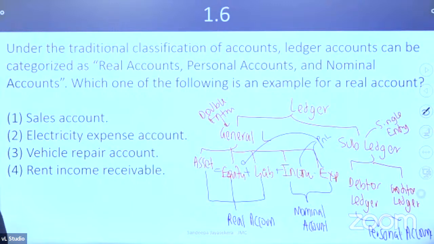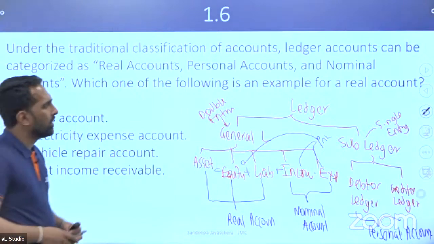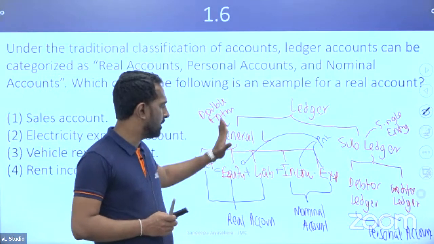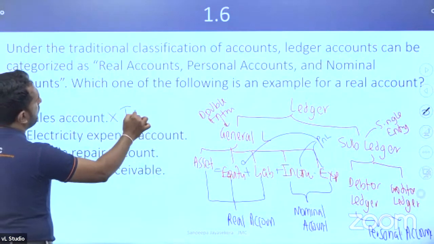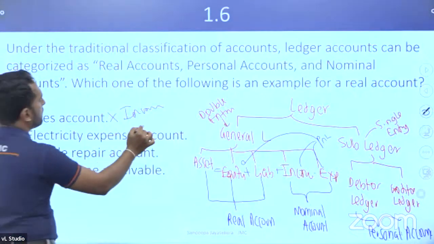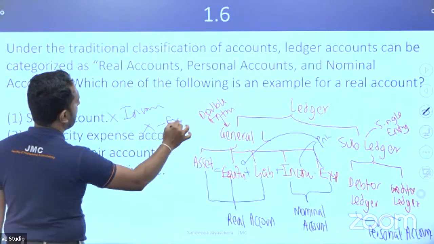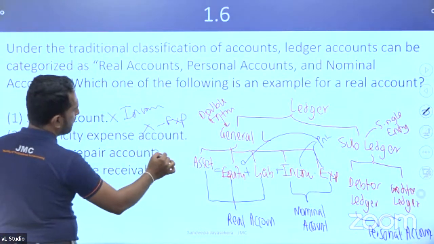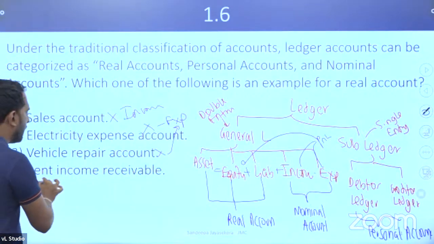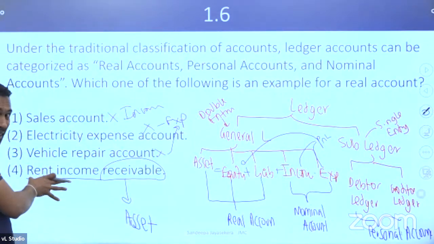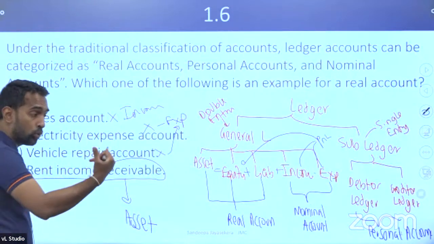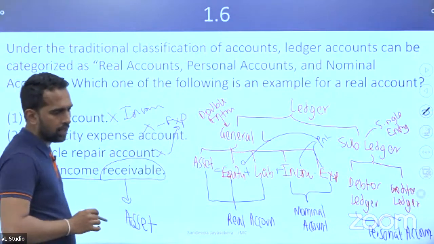Under the traditional classification of accounts, ledger accounts can be categorized as real accounts, personal accounts, and nominal accounts. Which one of the following is an example for real account? It's pretty easy, right? Real accounts are the accounts which represent either an asset, equity, or a liability, right? Okay, we'll say sales, no, that's an income. Electricity expense, no, that's an expense. Vehicle repair, no, it's an expense. Then obviously this one. Rent income receivable means it's an asset. It's not the rent income, it's the rent income receivable you are supposed to receive. So fourth one is the correct answer, right?